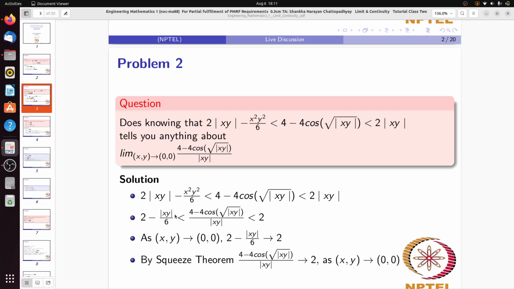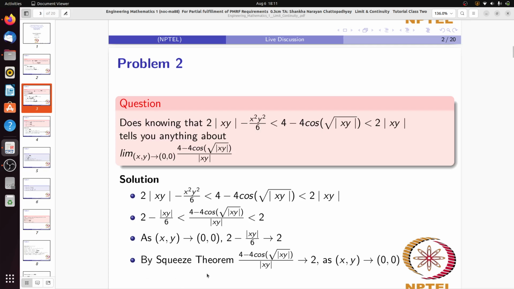So as xy tends towards 0 0, 2 minus modulus of xy by 6, what happens? As xy tends to 0 0, you have to just put the value x equals 0 and y equals 0 here, and what you will get? You will get modulus of xy by 6 tending towards 2. So here is also an application of the squeeze theorem or the sandwich theorem. As xy tends to 0 0, the left hand side is also tending towards 2, and the right hand side is also tending towards 2, because it is itself a constant function. So whatever limit you take, 2 will always remain 2.